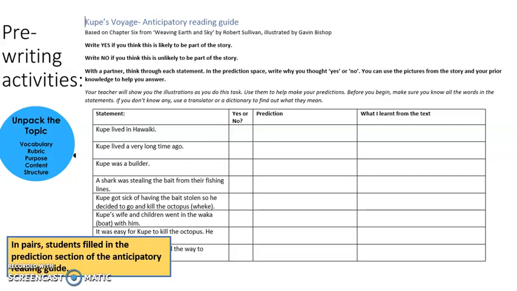The next thing we did to continue to unpack the topic was an anticipatory reading guide. The students could still see the images, and they used their logic and worked with a partner to fill in the prediction section, whether they thought the statements given were true or false, and then to make a prediction about why they thought that. This was all about priming them before they heard the text, making them ready for the language.